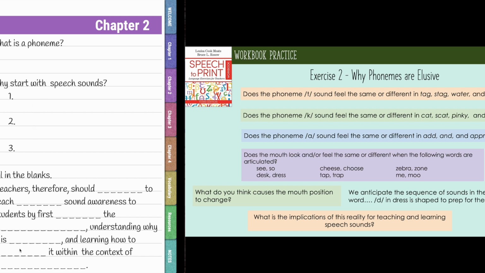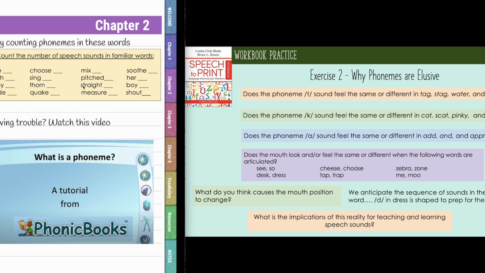Then take a look at page 27 where you are going to fill in the blank: teachers therefore should focus on what? Now if I go to page 27, I should find in the book where this phrase occurs. If you are looking for it, it will occur right at the top of the page. Teachers therefore should prepare to teach speech sound awareness to students by first learning the speech sound system, understanding why it is important, and how to teach within the context of structured literacy.